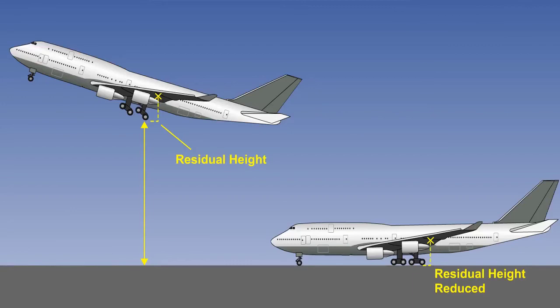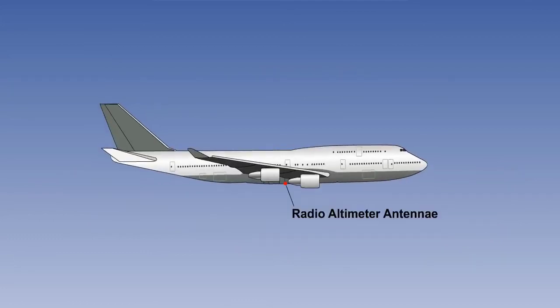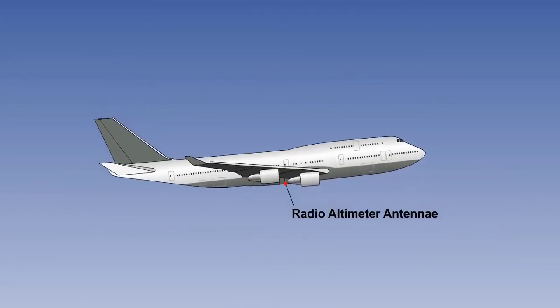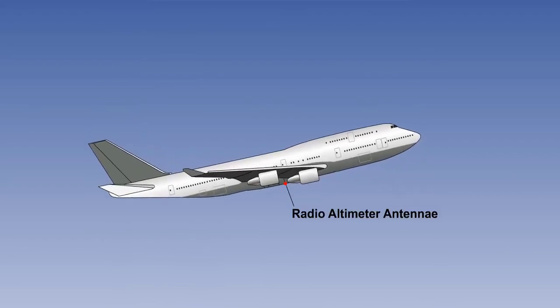The height difference between the antennae on the fuselage and the bottom of the trailing wheels on the main landing gear bogies at touchdown is known as the residual height. There are 4 basic elements which determine residual height. The first is the aircraft's size. Next is the aircraft's attitude at the point of touchdown. This effect can, to some extent, be mitigated by positioning the radio altimeter antennae at or close to the centre of the aircraft pitch axis, which is the centre of gravity.